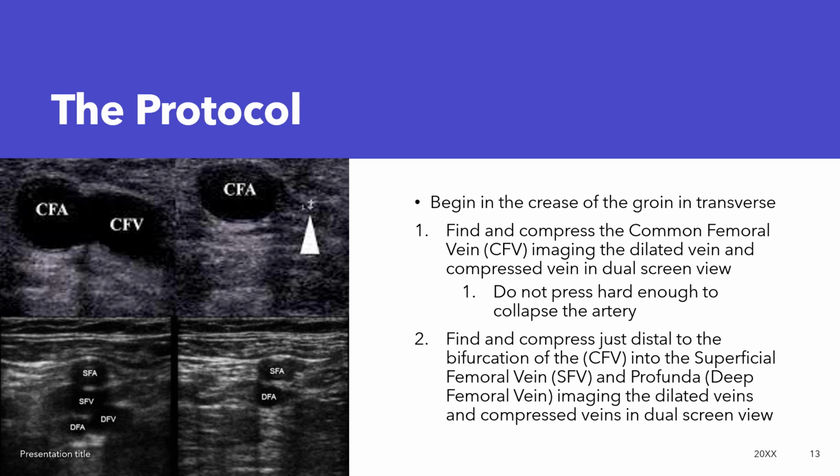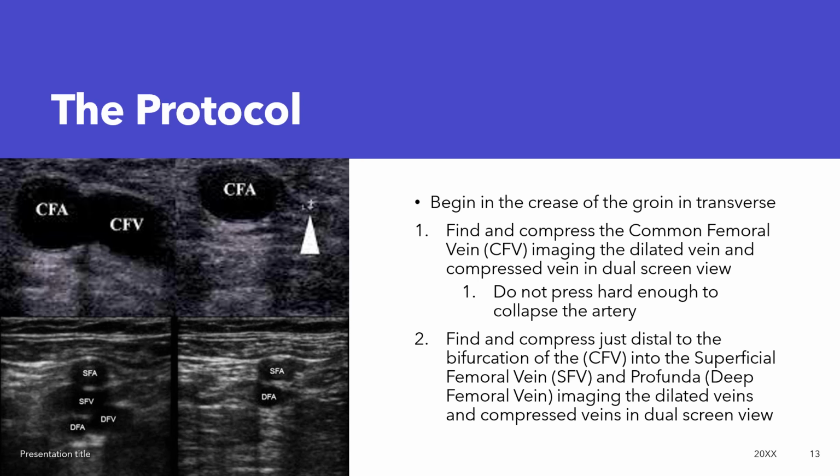So here's an example of a dual screen. You see the superficial femoral, the deep femoral artery, and then you see the superficial femoral vein, deep femoral vein. If you don't know for sure off the top of your head which one's artery and which one's vein, you'll recognize that very soon as you start the compression. As soon as you compress, you should see the SFV and profunda disappear, and your SFA and deep or profunda artery will stay open.